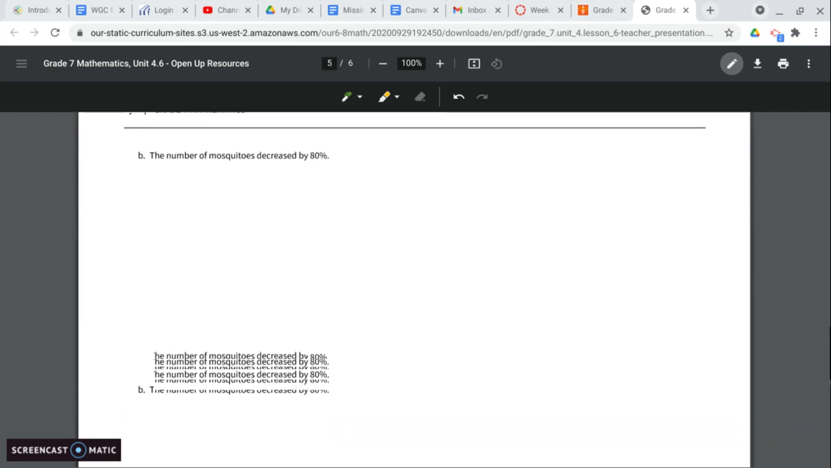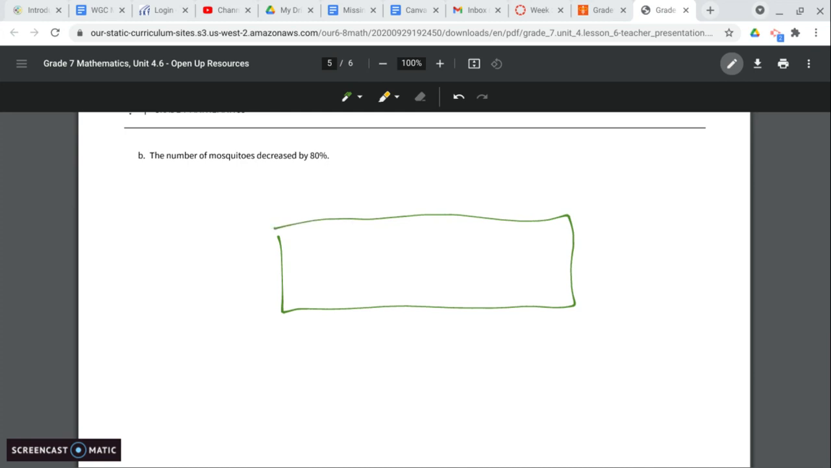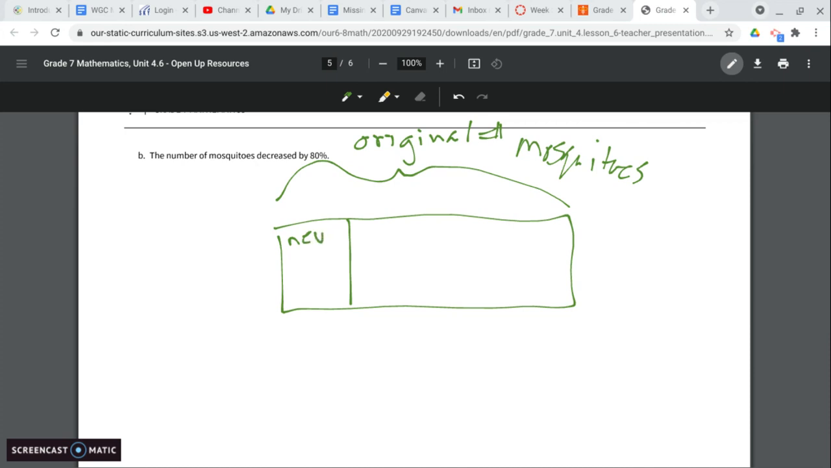All right, the second one, the number of mosquitoes decreased by 80%. So we're going to have our rectangle. If it's decreasing, that means we're taking away. So our original is actually going to be the whole thing. So original number of mosquitoes. And then we're decreasing by 80%. So this is new mosquitoes. And this is our 80% decrease. So we can see these relationships. We know the whole thing represents the original, this little part represents the new, and this represents how much was taken off of that relationship.